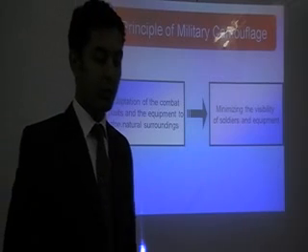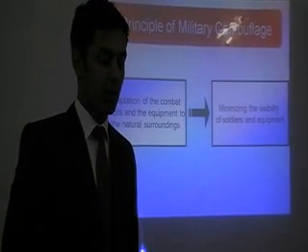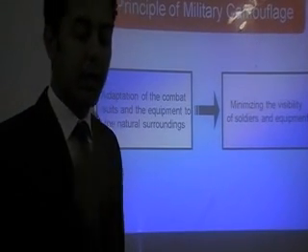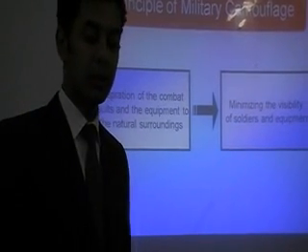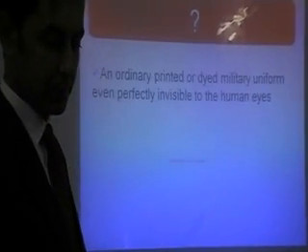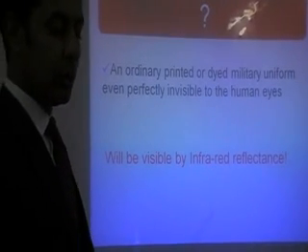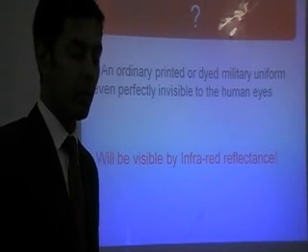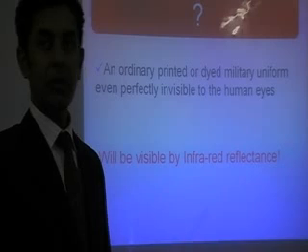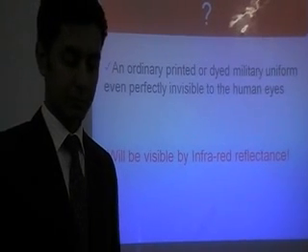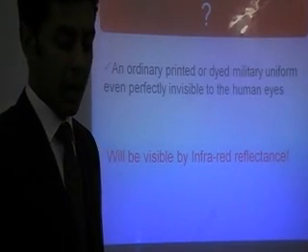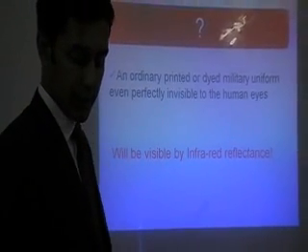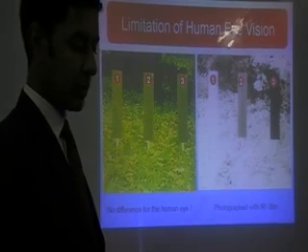The basic principle of camouflage is the adaptation of the combat suits and equipment to the natural surroundings. What you can get is minimizing the visibility of soldiers and equipment. Now, a suit or a material printed or dyed for military purposes or for military uniform, even if it's perfectly invisible to the normal human eye, can be visible to infrared reflectors. We'll see in the later coming snaps, as this one.